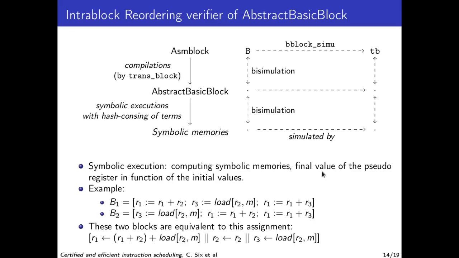The core idea of symbolic execution is to exhibit the function which links the final value of the registers based on their initial values. So for example, if I want to compare these 2 basic blocks, their sequential execution should be both equivalent to this assignment. So our verifier actually computes this symbolic memory for each basic block and returns error if these symbolic memories are different. So we actually have 3 semantics here. We have the semantics of ASM block, the semantics of abstract basic block, and we also have the semantics given by the symbolic memories that are computed by symbolic execution. So in order to prove the correctness, we prove the bisimulation between each of these 3 semantics.